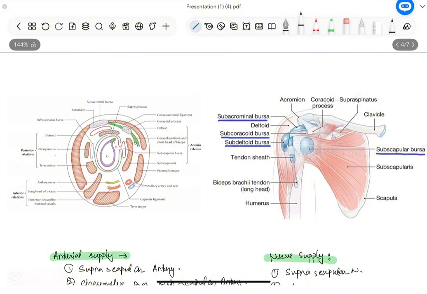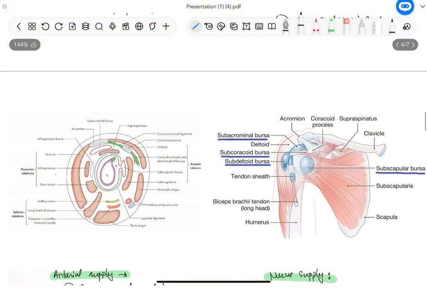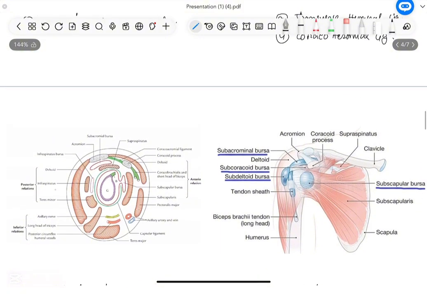Now, we are going to discuss the bursa. There are different bursa. Let's start. Here, let's denote figure A, and this is figure B. On figure B, from front view, if you see, there are a number of bursa.